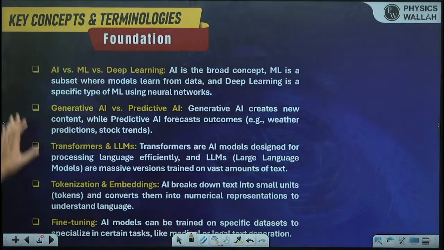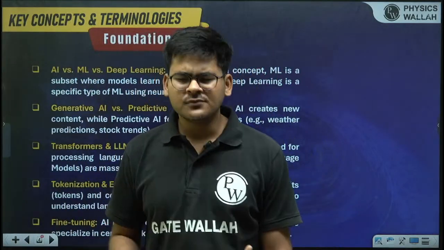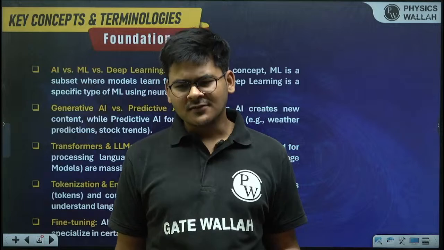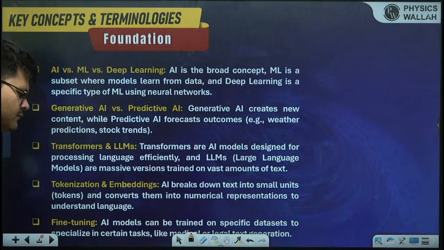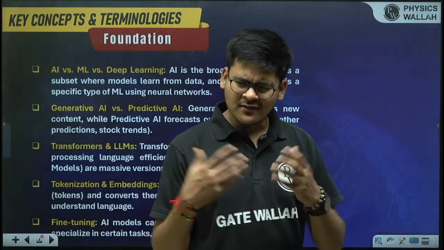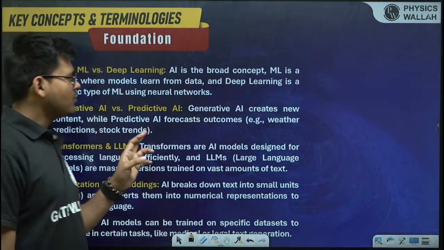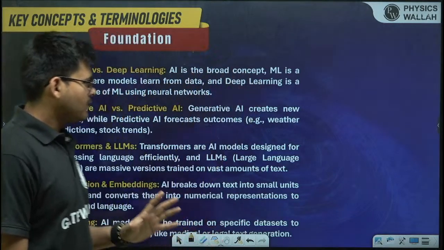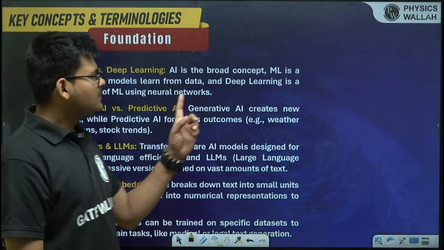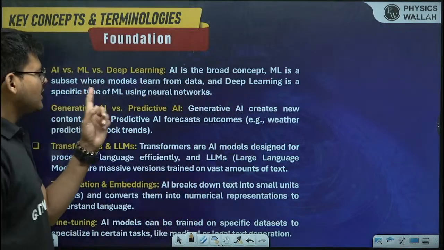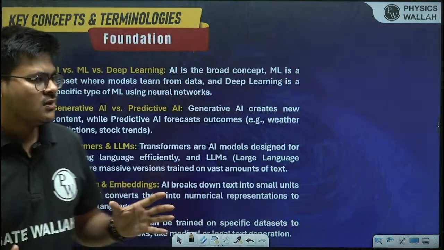Perfect. Moving ahead. Now let's talk about some key terminologies, because we hear lots of terms, but we actually don't understand the meaning. So let's try to understand that. AI versus ML versus deep learning. Many people think, sir, AI and ML both are same. Even deep learning is same. But specifically talking about the differences, AI is the broad concept, ML is a subset where models learn from data, and deep learning is a specific type of ML using neural networks.